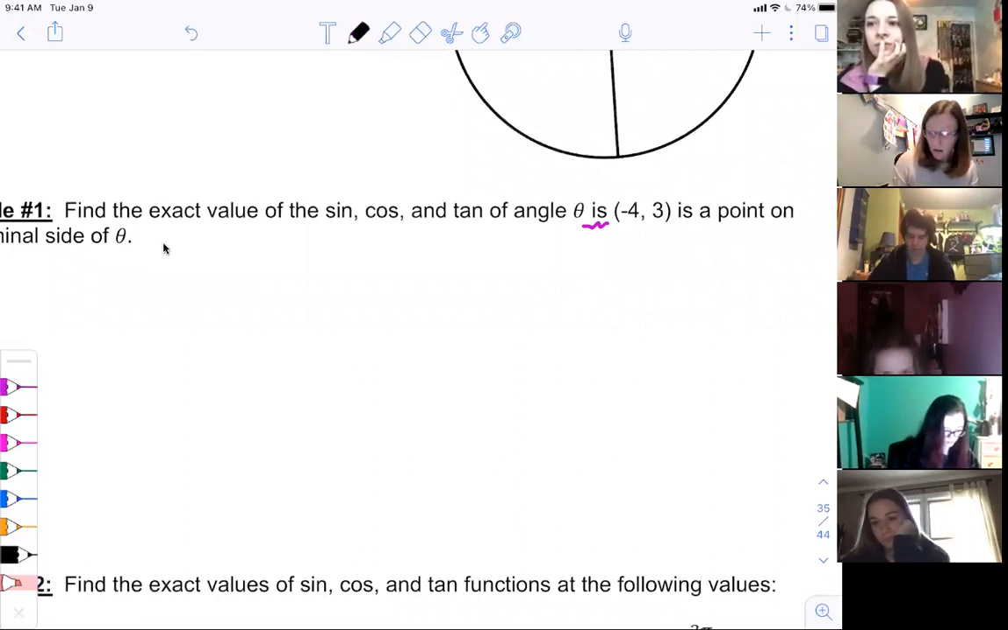So I would like you to draw an xy axis. There we go.